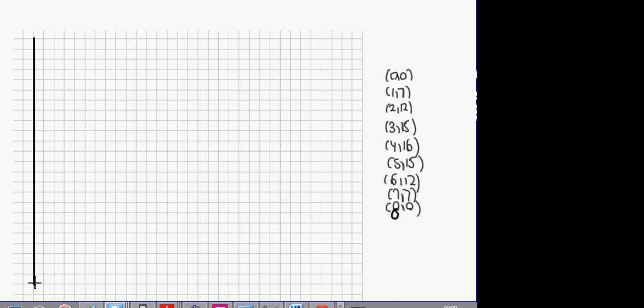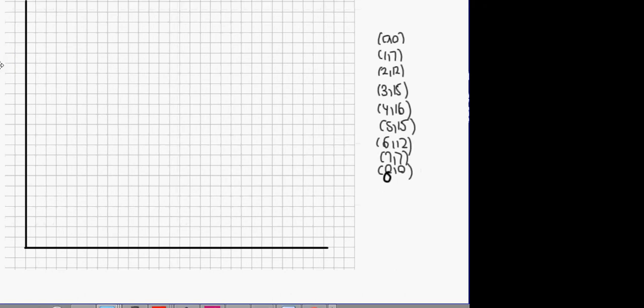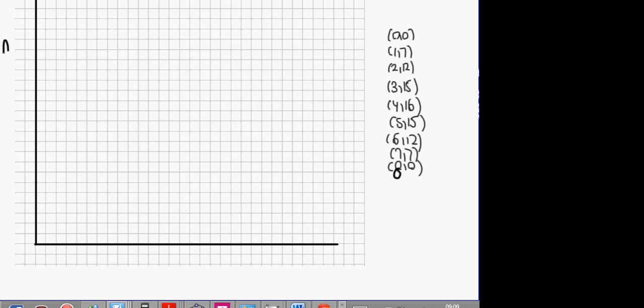Do I need a cross, or can I just do it like this? Why can I do an L shape? There's no negative. Now, what does the y-axis mean? The y-axis is, anybody? It's area, isn't it?